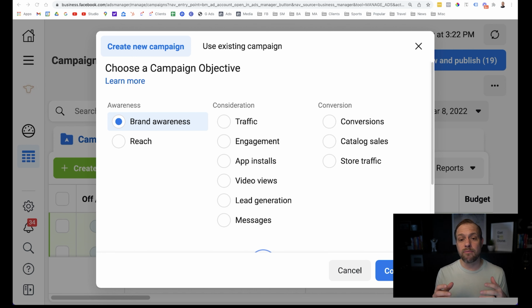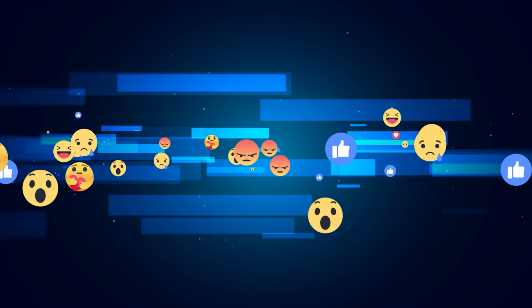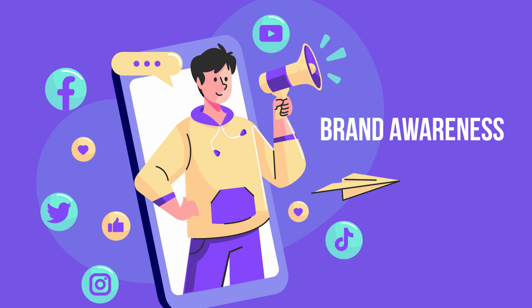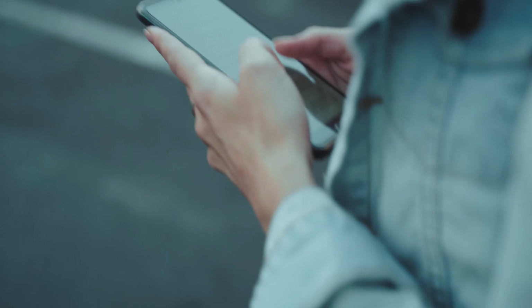So in awareness, you have brand awareness and you have reach. These two are a little bit confusing, so let me try to explain them. In brand awareness, you're going to try to get as many impressions as possible. Impressions just means when an ad shows up in the newsfeed, right? Doesn't matter if one person sees it 1,000 times or 1,000 people see it once. 1,000 impressions is 1,000 impressions. So in brand awareness, you're going to be trying to get as many impressions as possible.